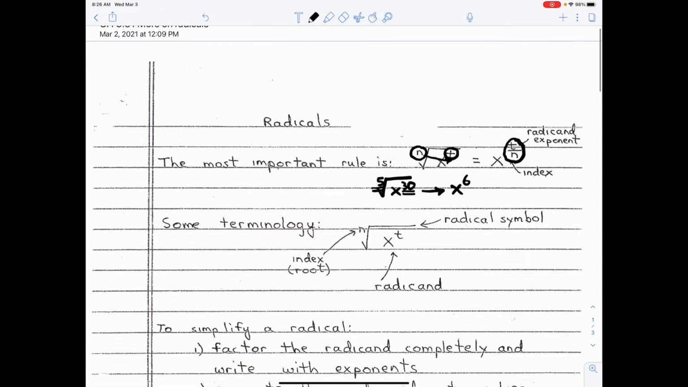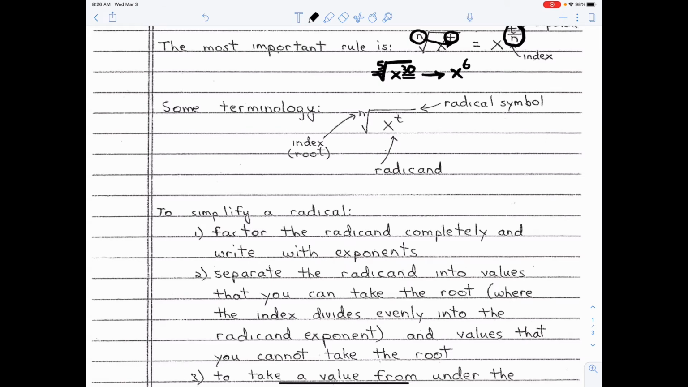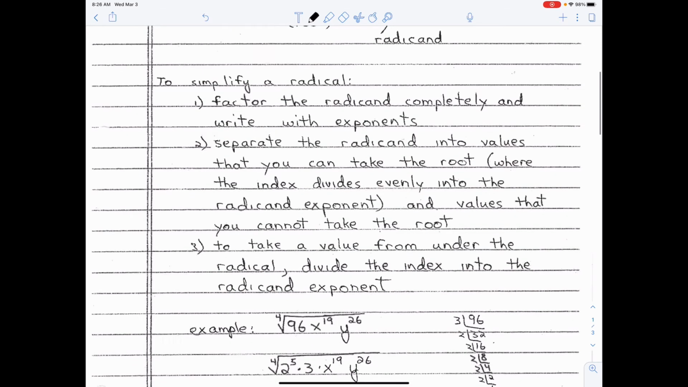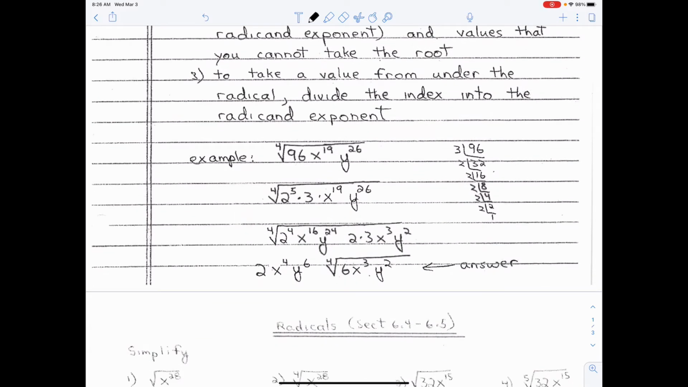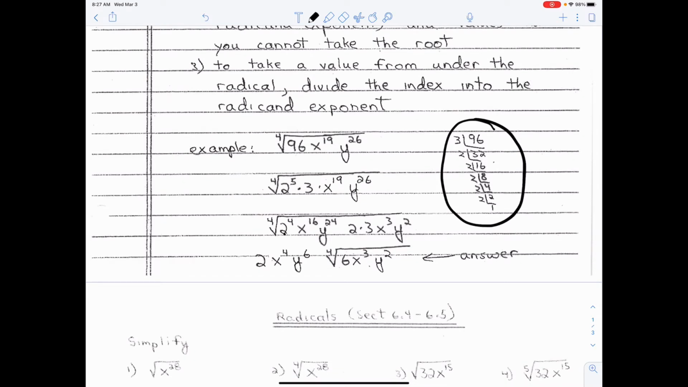And again, the terminology, the index, the root, the radicand, the radical symbol, that's all the same. To give you an example, again, what you do is you factor completely. Here's 96 factored. And then we're going to separate it into things that we can take the fourth root of and things we can't. So we can take the fourth root of 2 to the 4th with the 2 left over. We can't take the fourth root of 3 to the 1st. Of the x to the 19th, the largest thing we can take the fourth root of is x to the 16th. And that leaves us with x cubed left over.